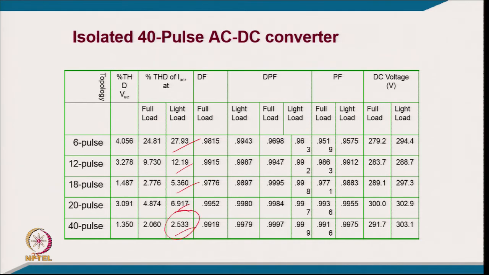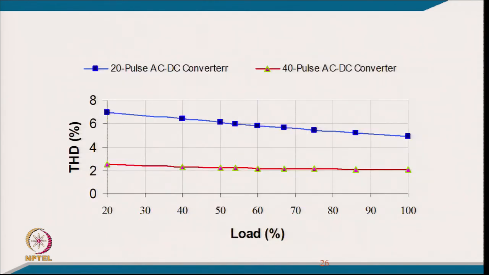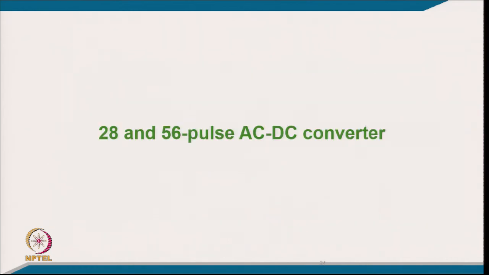So, it reduces drastically in the comparative results of this 40 pulse isolated converter, and this is the typical THD value you can see in 20 pulse and 40 pulse. So, it substantially reduces by half, but already in 20 pulse it is not going to be more than about 7%, coming to around 5%, but here it remains at less than 3% for the case of the 40 pulse converter with load varying from 20% to 100%.